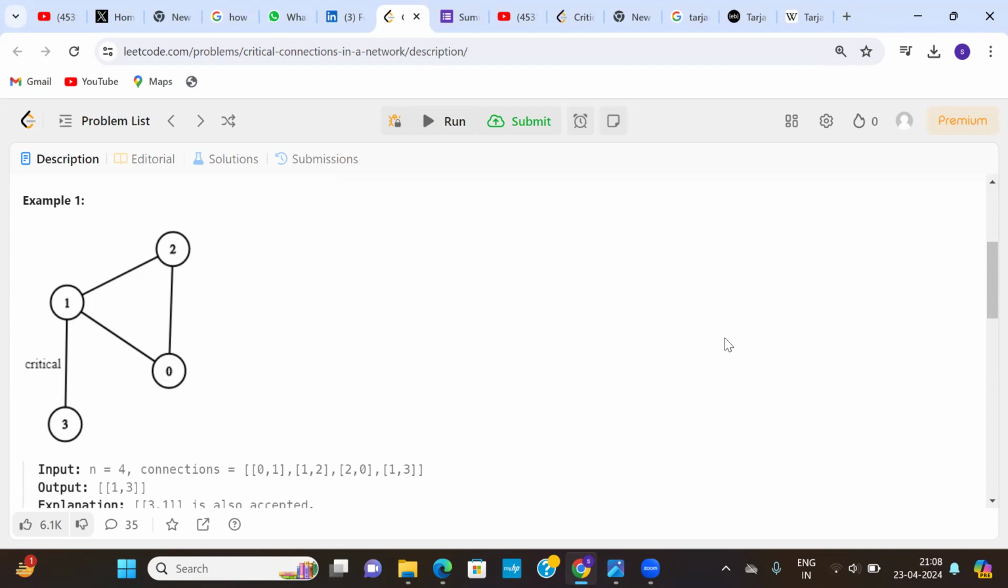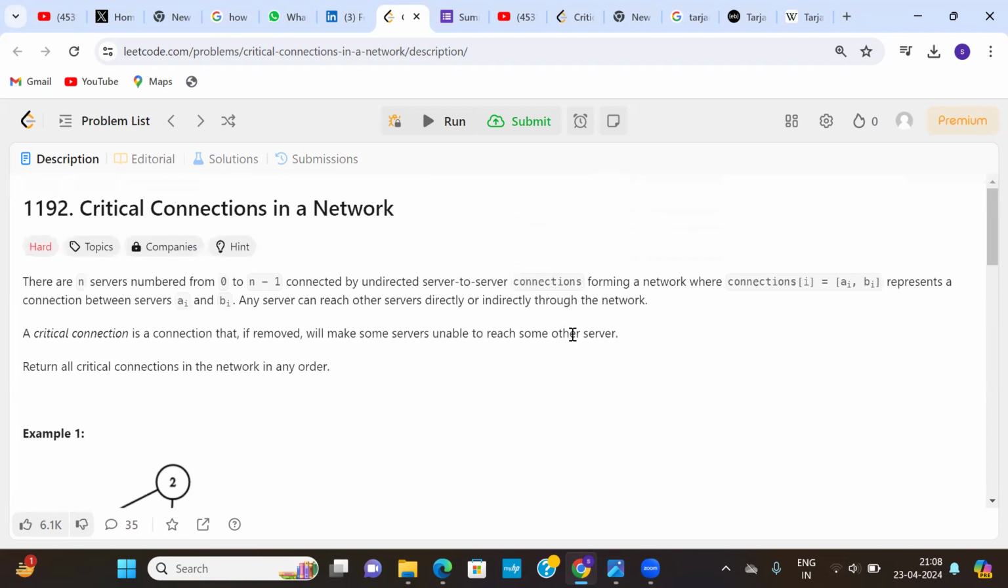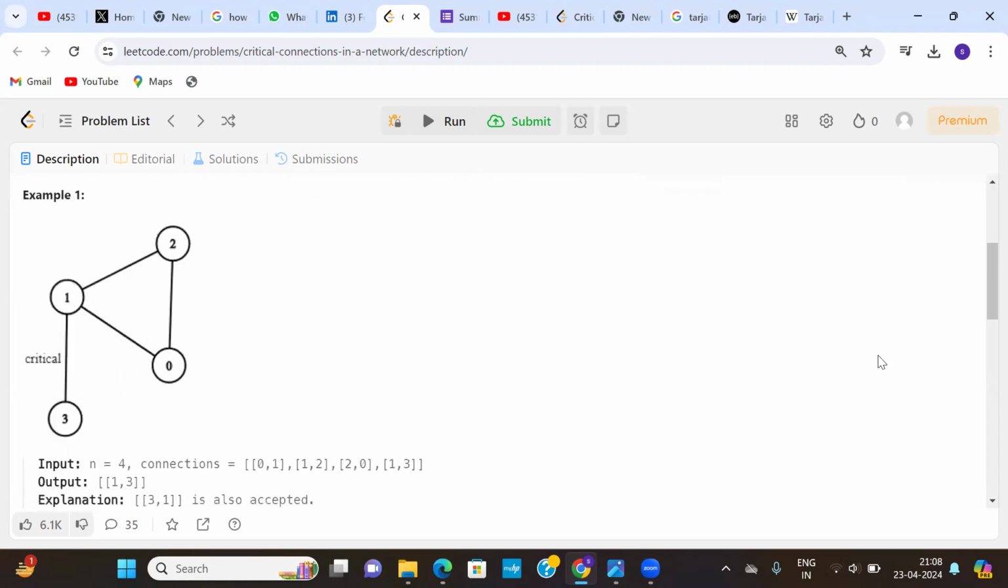Now let us look at the approach for this particular question. What we are going to do is apply the DFS algorithm, but with some modifications. What are those modifications going to be? We are going to consider two more arrays. The very first array is going to be the time of insertion array, and the second one is going to be the lowest time of insertion.